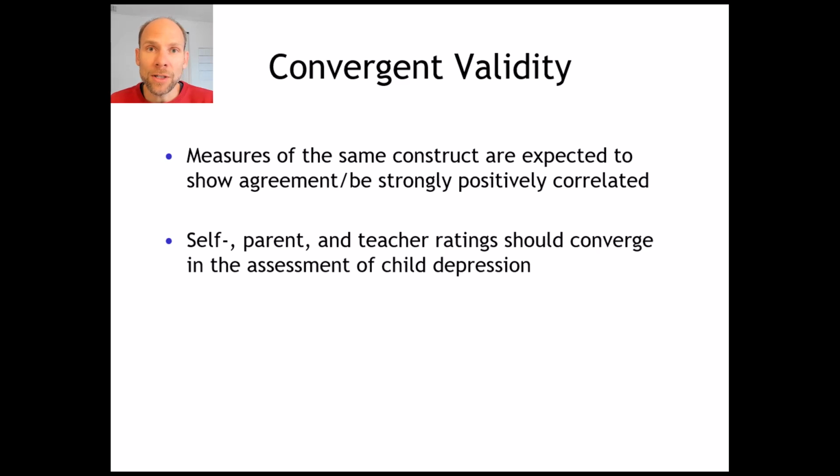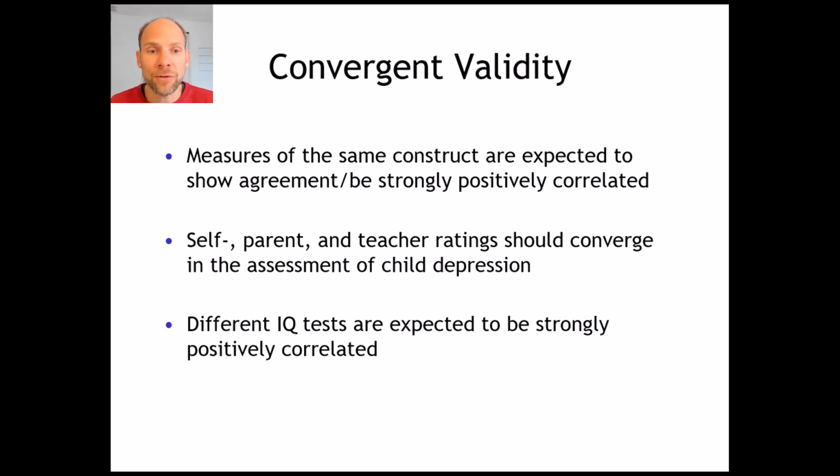So convergent validity means convergent evidence from different methods, different sources, different raters of measuring the same construct, and often that is measured by a correlation coefficient to see whether the ratings that are obtained from one source or method are strongly related to the measurements that are obtained from a different source or method. And we will see that that's exactly one aspect of the MTMM approach that can be examined with an MTMM matrix. Another example would be different intelligence tests. They should be expected to be highly positively correlated.